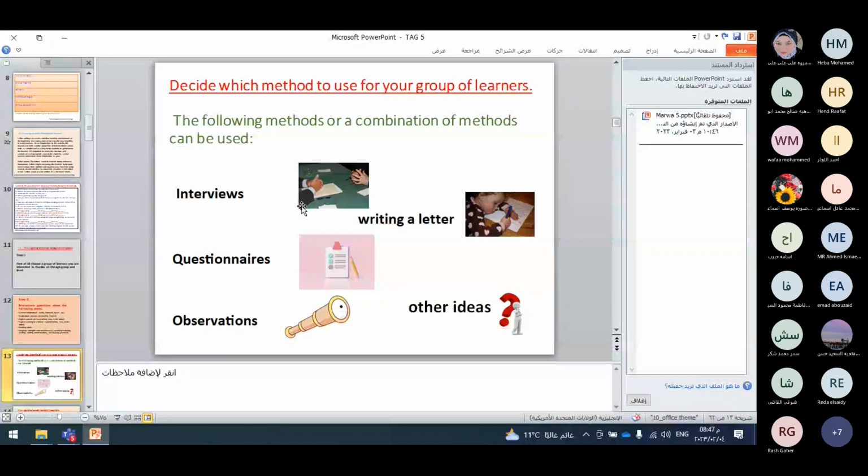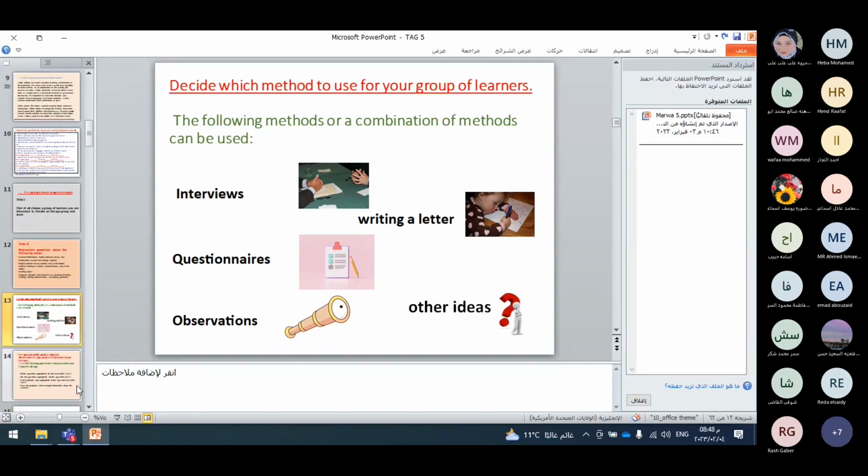Let me ask you, what are the methods that I can use to collect information? You said them in the first discussion of this part of the session. Some of you told me about the questionnaires, others told me about observations. We have discussed writing a letter, and we have another idea, which is interviews. I can interview my students when I feel that they are weak learners and they are not capable of writing and expressing themselves because they are still beginners, and so on.